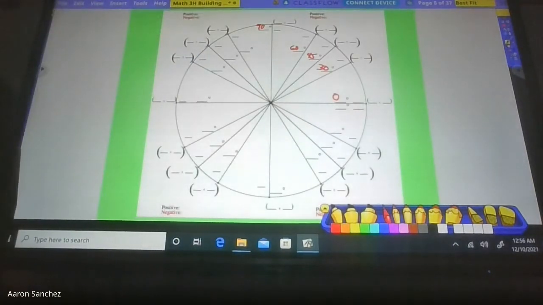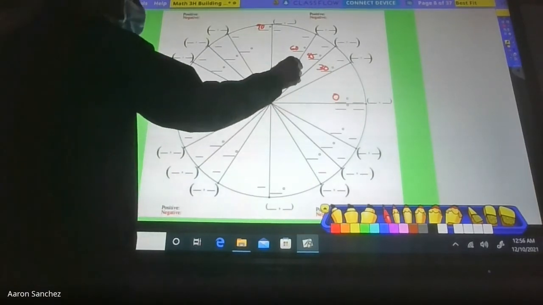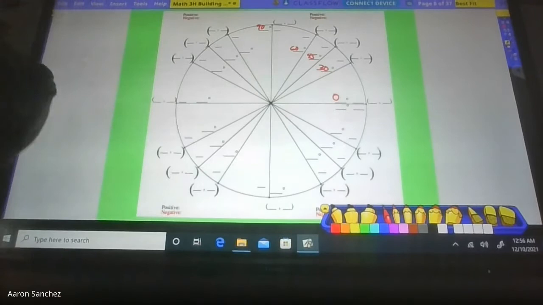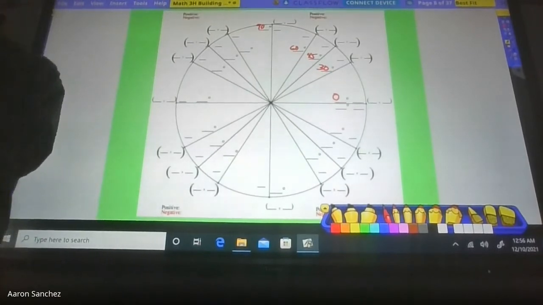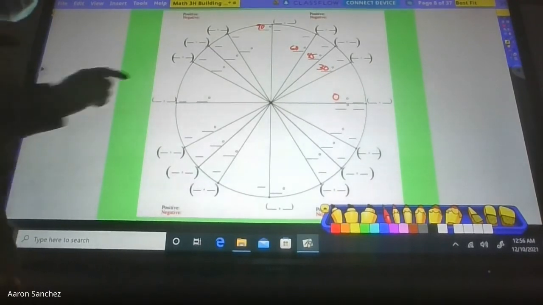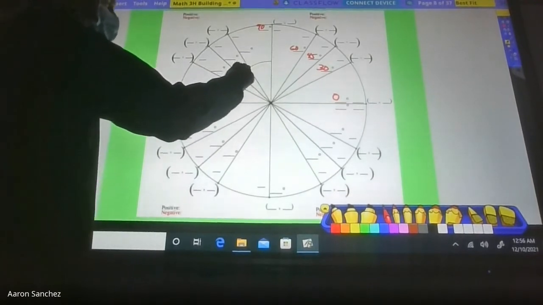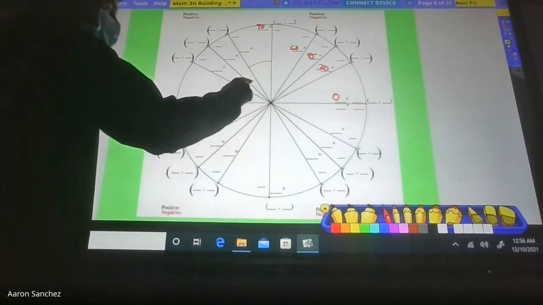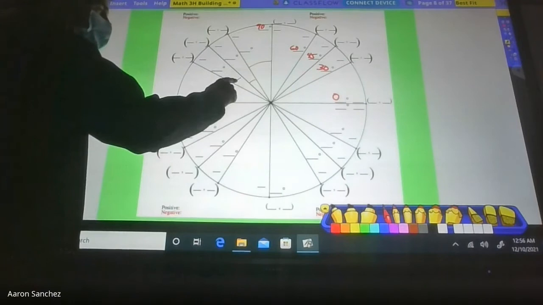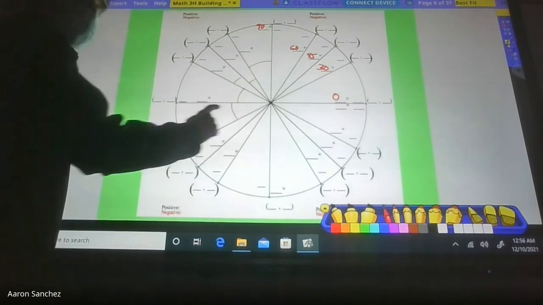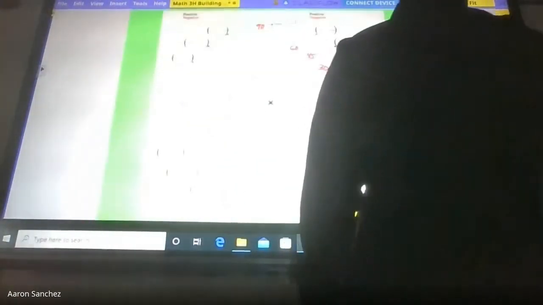Now, notice, do you guys see I have a big gap and a little gap and a little gap and a big gap? You guys see that? The big gaps are going to be 30. The little gaps are going to be 15. What I mean by that, this angle right here is 30 degrees from here to here. From here to here is 30 degrees. From here to here is 15 degrees. From here to here is what? 15. From here to here is what? 30. From here to here is what? 30. Got it? Okay, just 30 and 15.